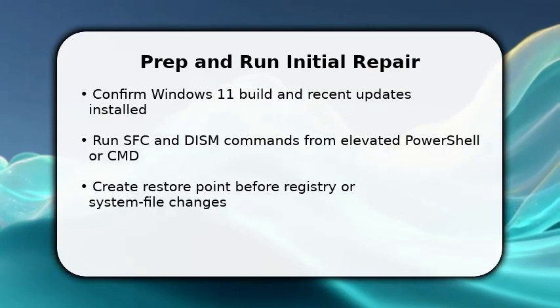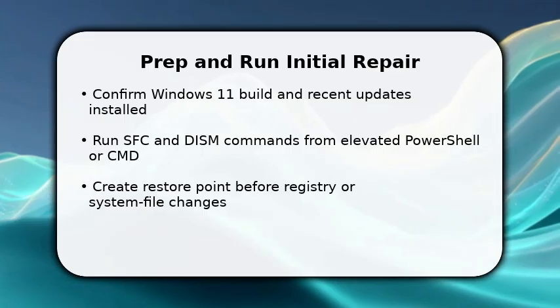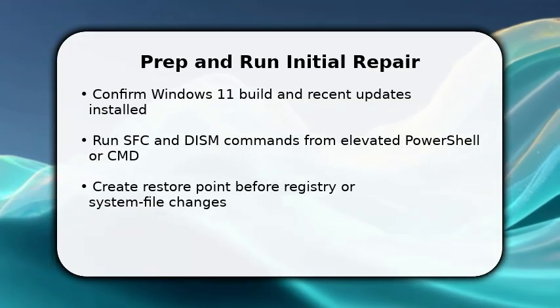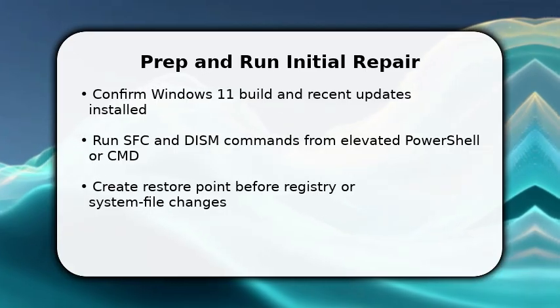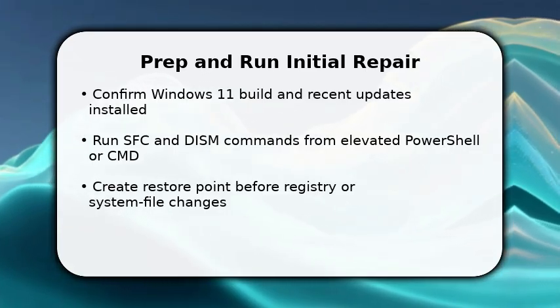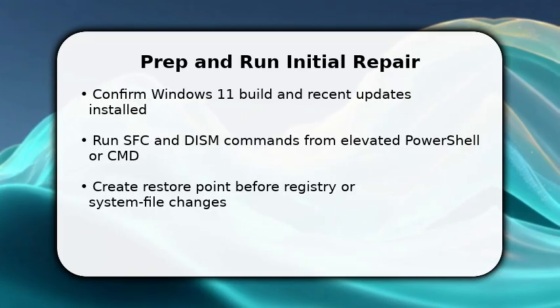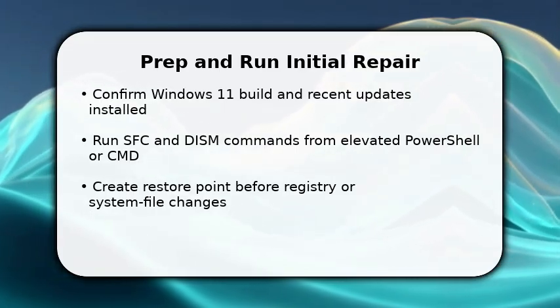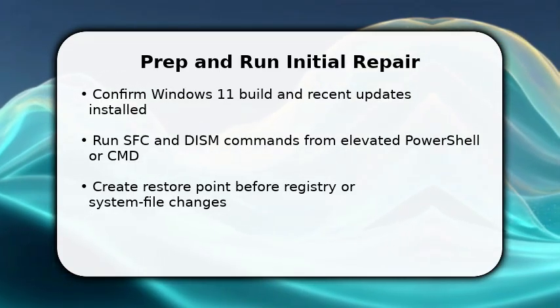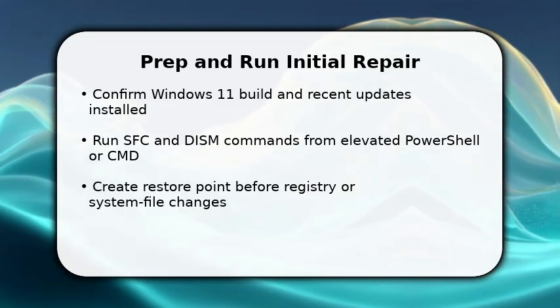You start by confirming Windows build and installing pending updates. This rules out known bugs. Once done, open an elevated PowerShell or command prompt and run sfc /scannow, then dism /online /cleanup-image /restorehealth to repair system files. Make a restore point now so you can roll back if needed.